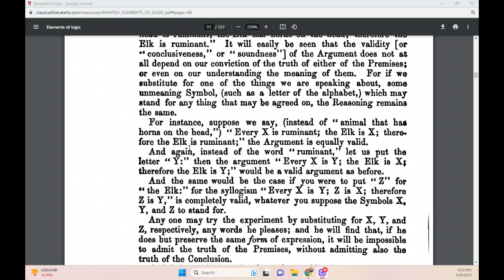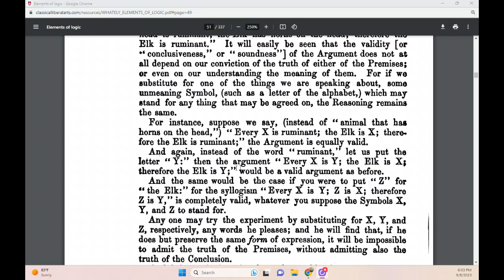Every X is inside the ruminant circle. Every X is a ruminant. In the second premise, we're told the elk is X. That means that the elk is inside the circle labeled X. If the elk is inside the circle labeled X, and if the circle X is inside the circle ruminant, then it must be true that the elk is inside the circle ruminant. That's the form of this valid syllogism.